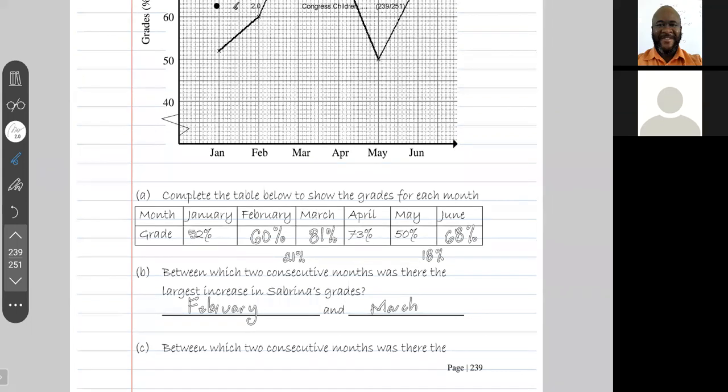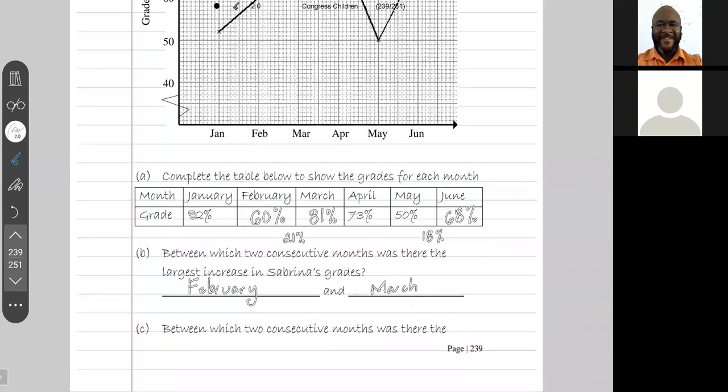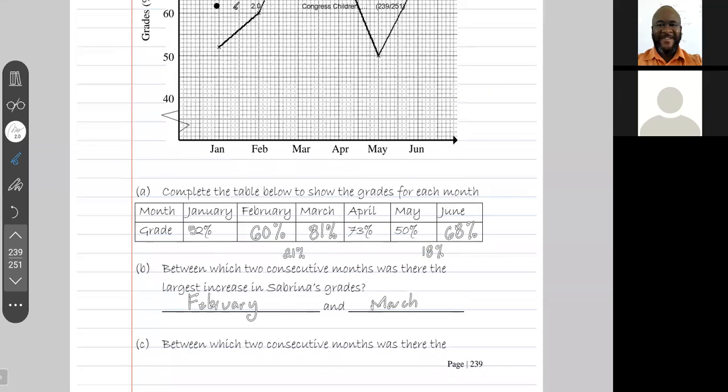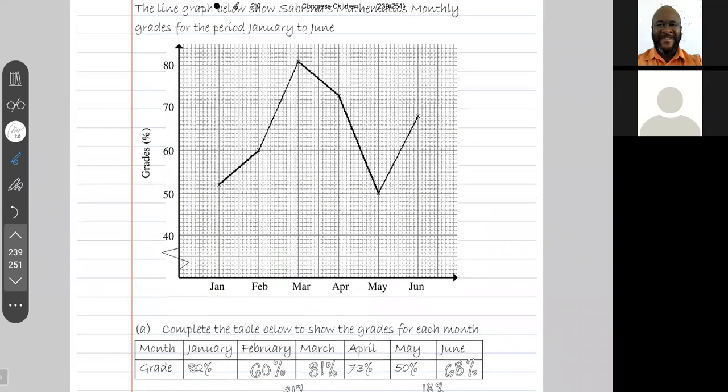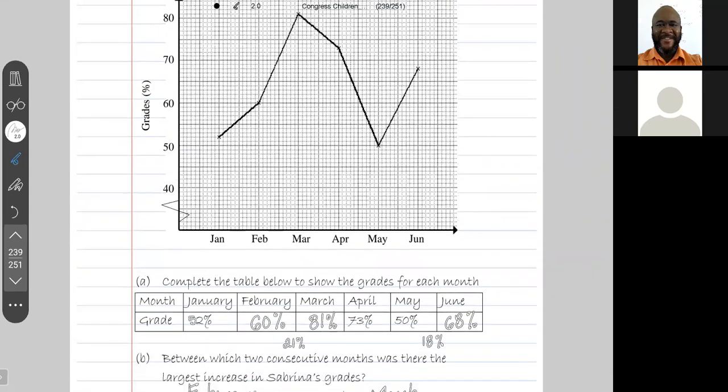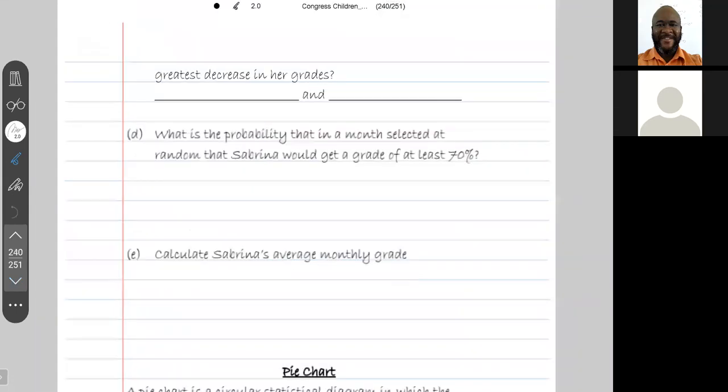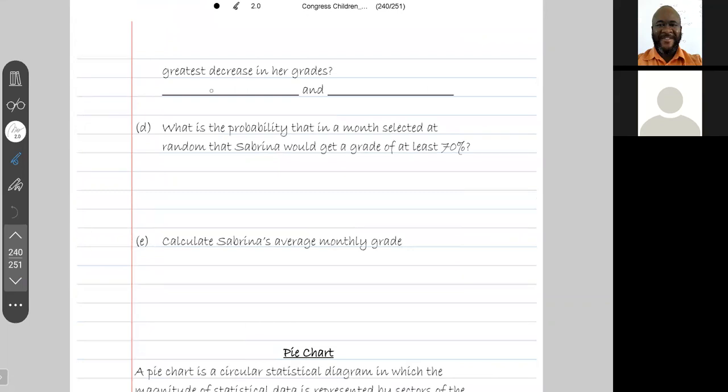Then we're asked between which two consecutive months was there, I'm guessing it's going to say the greatest decrease. And looking at this, the greatest decrease is from April to May. So the greatest decrease in her grades is from April to May.